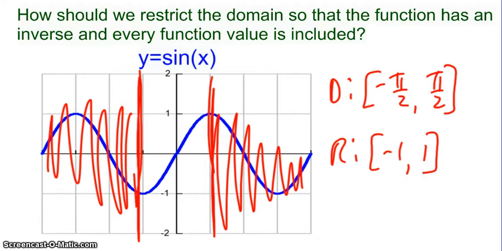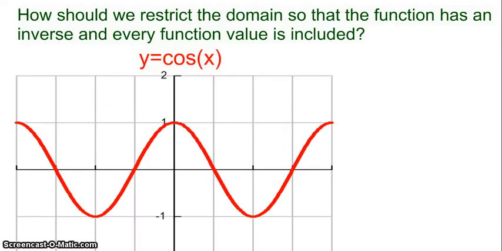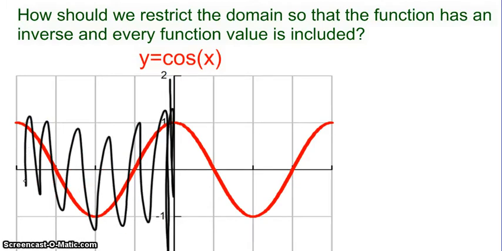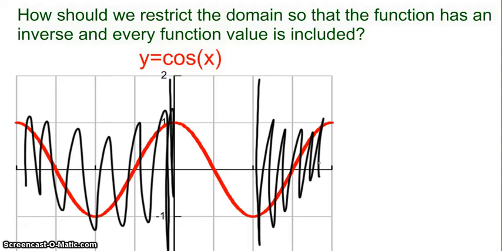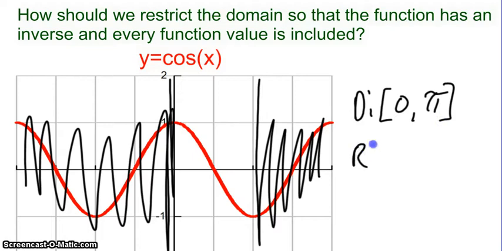Let's do this exact same thing for cosine. How can we restrict this domain so every value is included? Here we're going to cut it off at 0 and go to pi. So our domain goes from all real numbers now to from 0 to pi, and our range remains unaffected from -1 to 1.